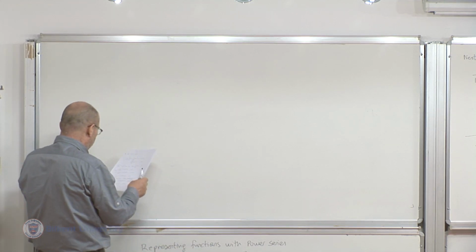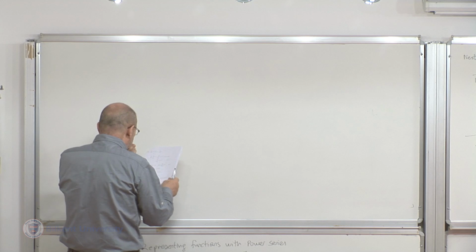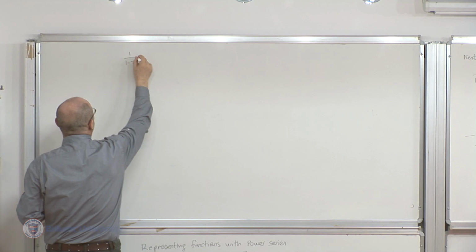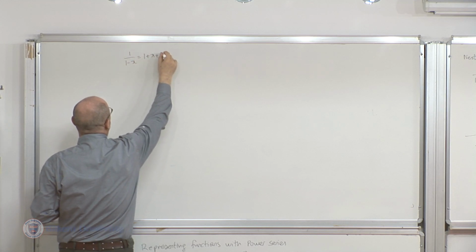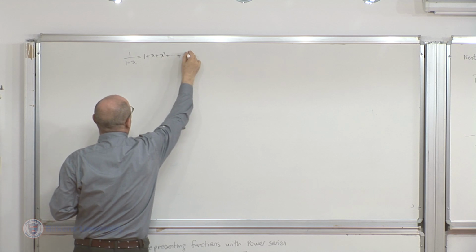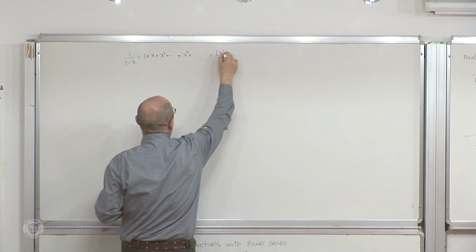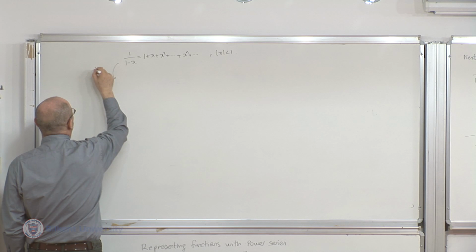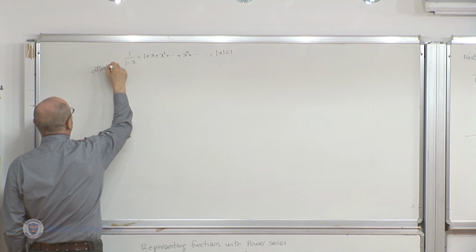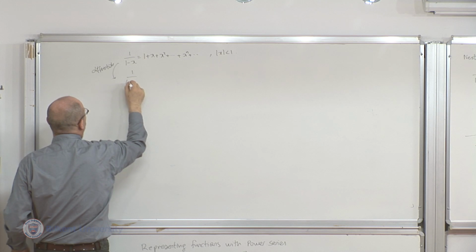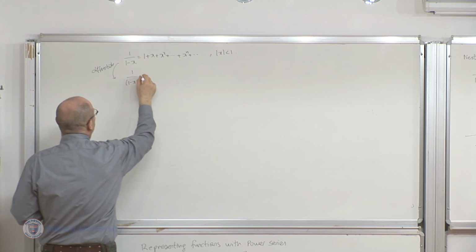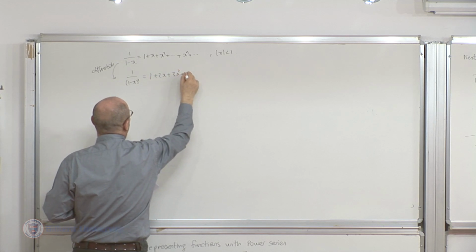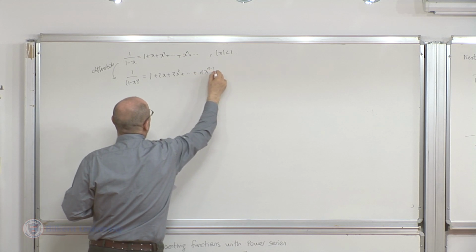Here I did the calculation, so let me start with these. We have 1 over 1 minus x equals 1 plus x plus x squared plus x to the n plus etc. Everything works for x less than 1. Let's keep that in mind. From here to here, differentiate. So you have 1 over (1 minus x) squared, which is 1 plus 2x plus 3x squared plus n x to the n minus 1.